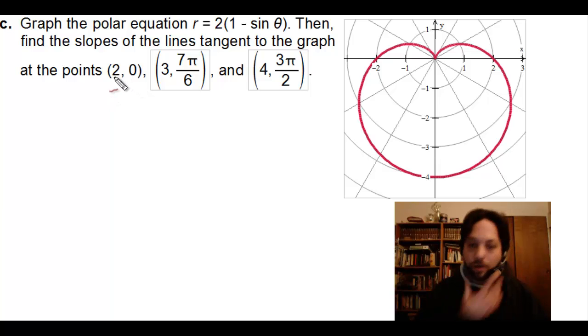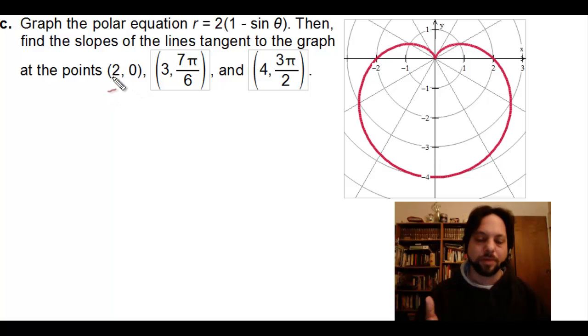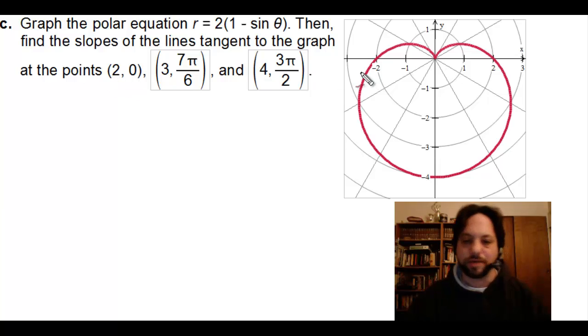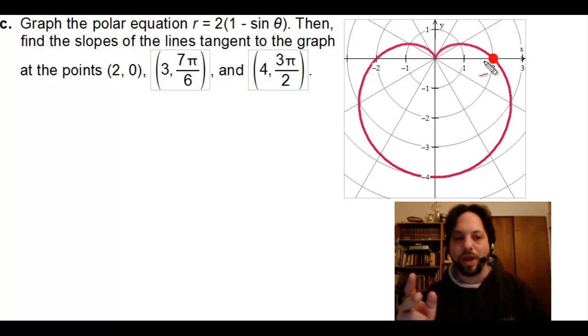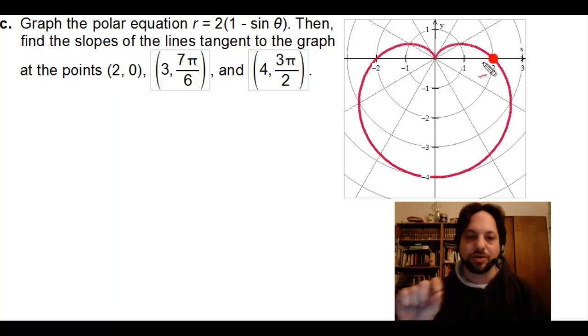2, 0. Remember that 2, 0 is going to be right here. And again, this is not 2, 0 in rectangular coordinates. This is 2, 0 in polar coordinates. That means I'm going 2 away from the pole and then 0 degrees out. So that's going to be right there.